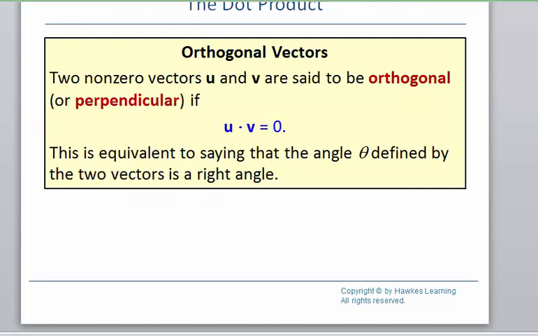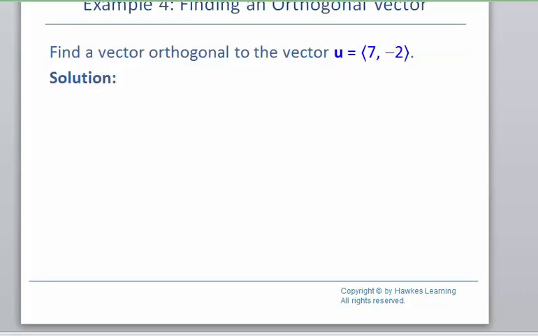Another theorem that we have says that if we have two vectors and we do a dot product, and the dot product is equal to 0, then that means the two vectors have to be perpendicular, or another way of saying that is they are orthogonal. So our example here asks us to find a vector that is perpendicular to the vector 7, -2. Remember that we essentially need a vector that when we do the dot product, we end up getting 0. So there are lots of different answers here.